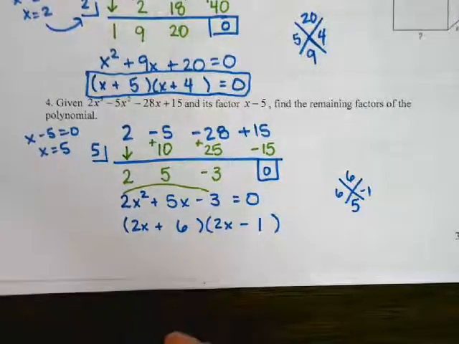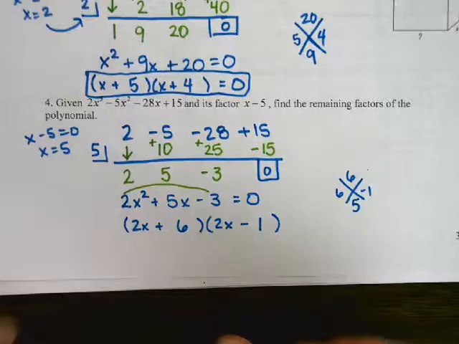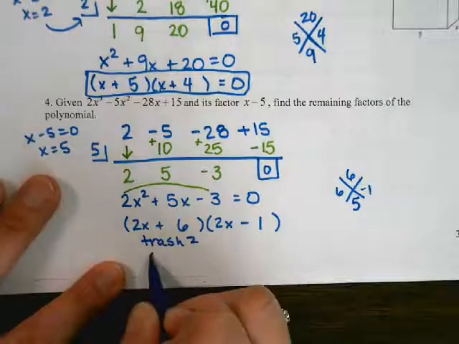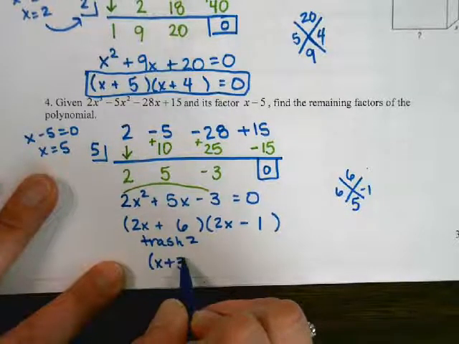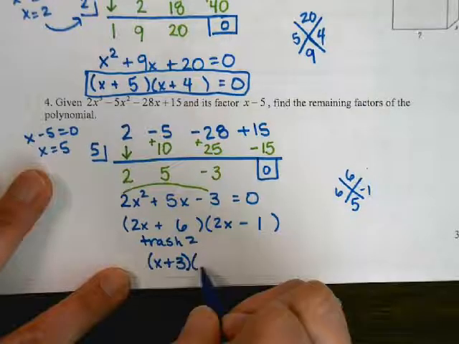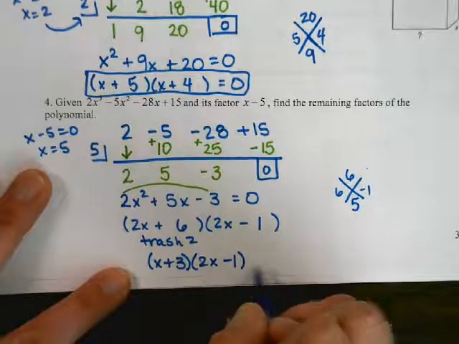But I've now put that 2 in there too many times, so take it out and throw it in the trash. These guys have a 2 in common. So my factor is x plus 3. And then 2x minus 1.